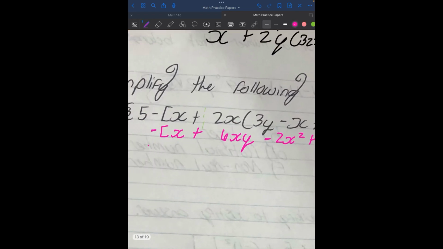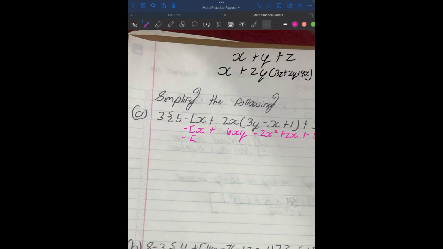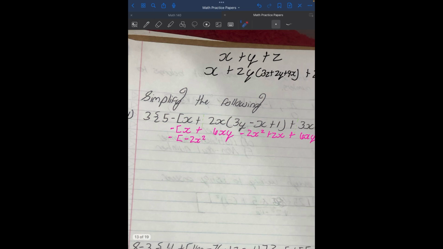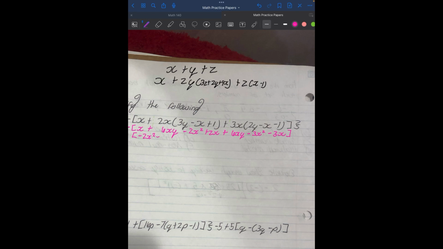So before we multiply the negative, let's put everything in order. Negative 2x squared, we get that from here. We're just rearranging it to be in order so we can add it. Minus 3x squared, plus 6xy plus 6xy, plus 2x plus minus 3x, plus x.